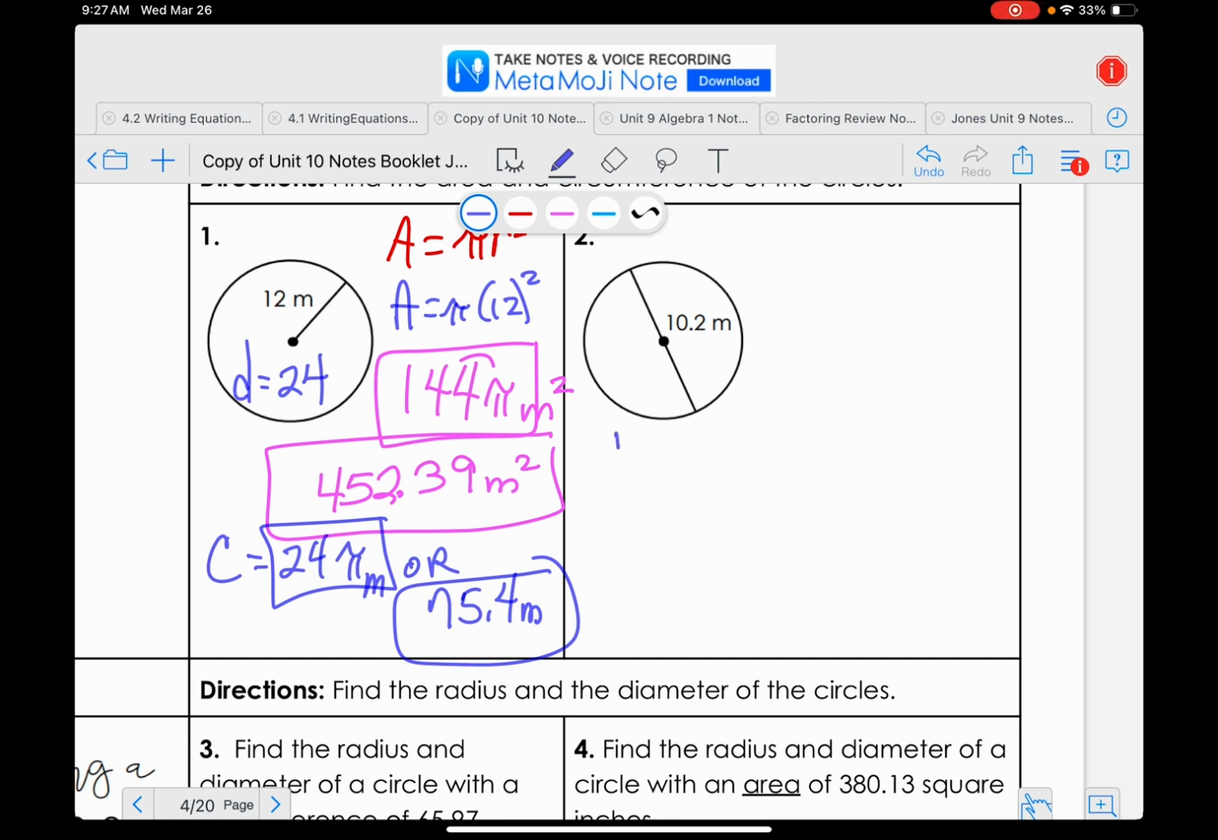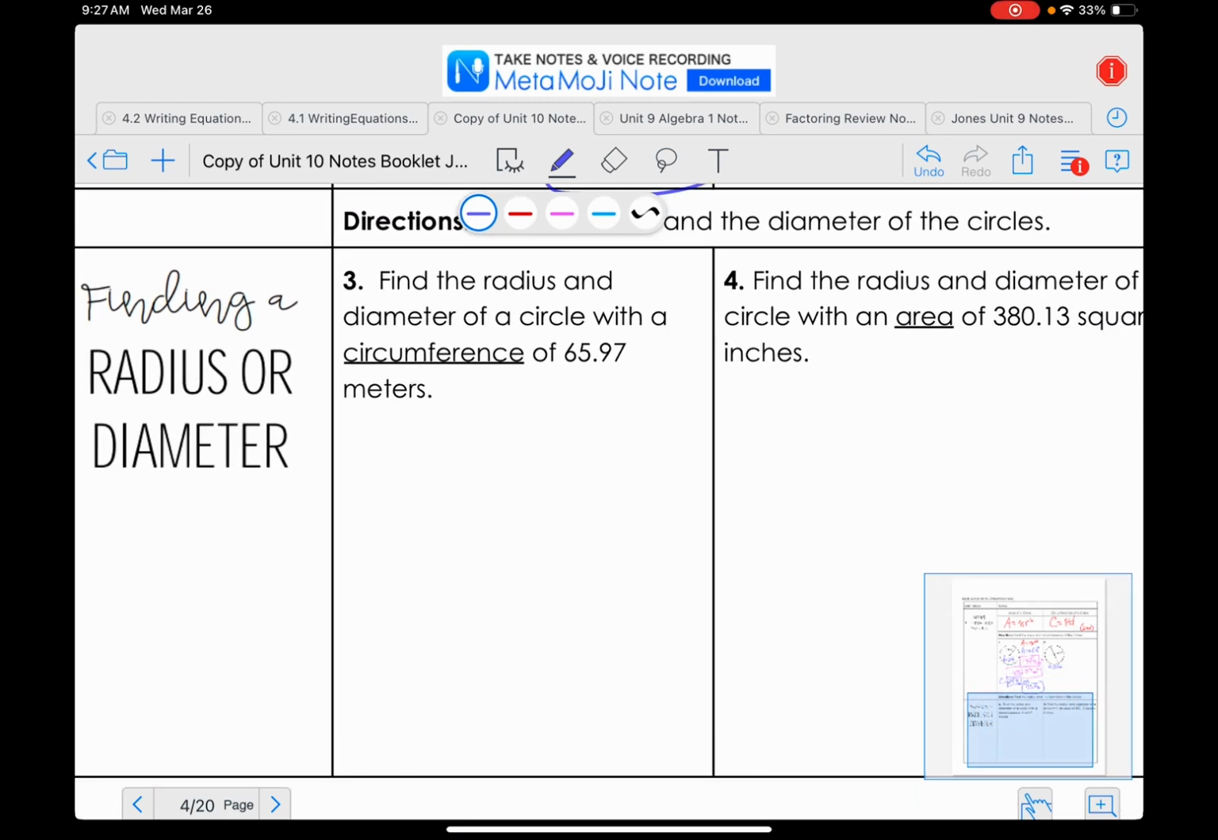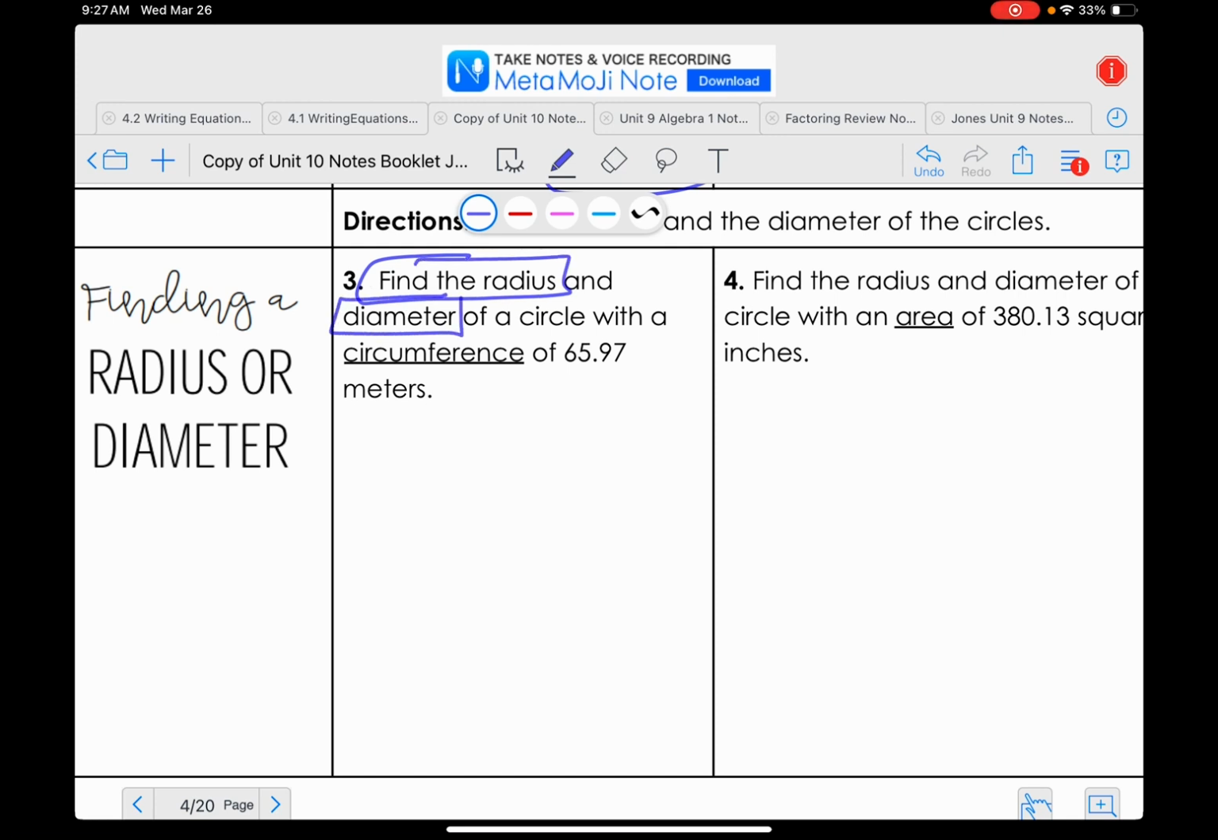Now on this one, you have to half the diameter to get the radius. And I am not going to do that one. I think that's a little redundant. So let's go to find the radius and diameter if you know the circumference.